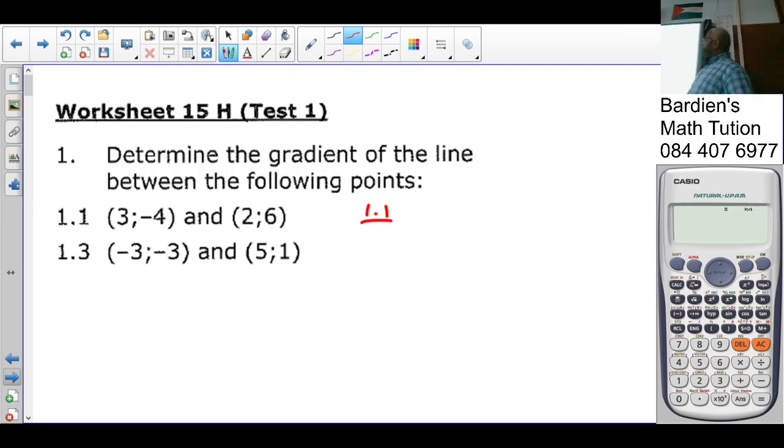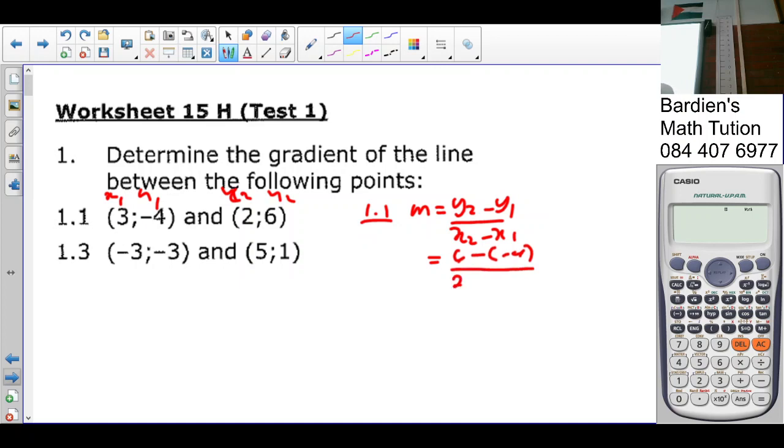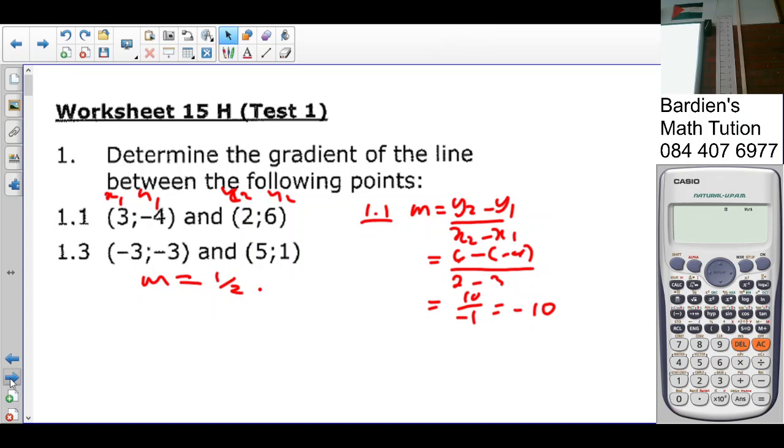So how do we calculate the gradient? y2 minus y1 over x2 minus x1. If I make this x1, y1, and that x2, y2, it's going to be 6 minus minus 4 over 2 minus 3. It's going to give you 10 over negative 1, which is negative 10. The gradient of this other line will be half. Same story.